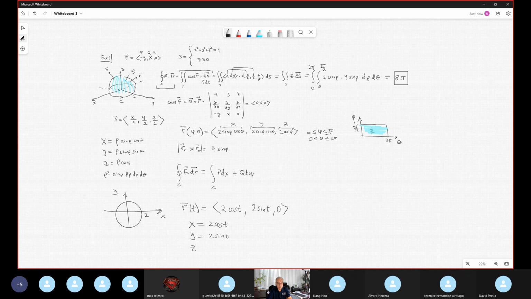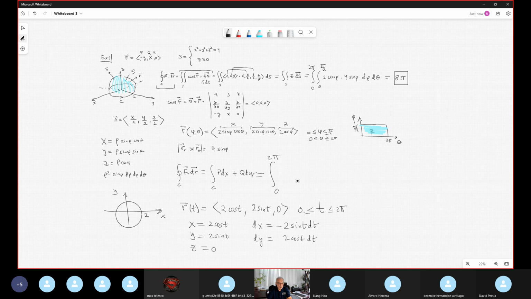Now the differential is easy. dx is the derivative of this, which is minus 2 sine t dt. And dy is the derivative of 2 sine t, which is 2 cosine t dt. Plugging in, you convert this into one elementary single integral. I forgot to specify the t domain, which is between 0 and pi. The integration is from 0 to pi.